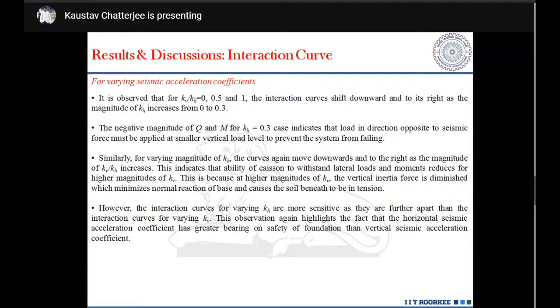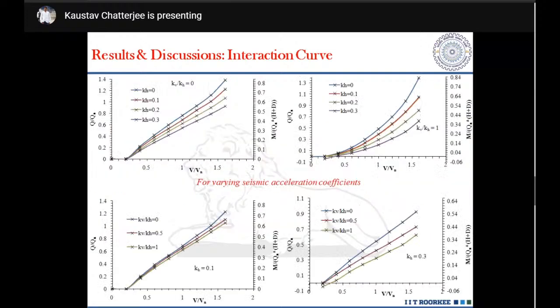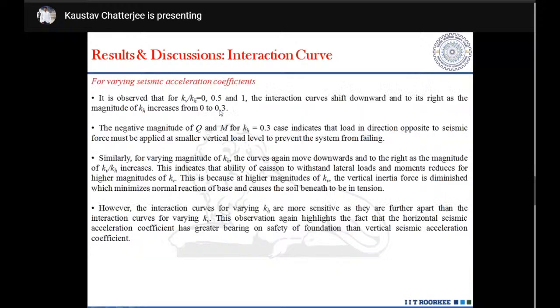The interaction curve shifts downwards and to the right as the magnitude of kh increases from 0 to 0.3. As we come over here, from 0 to 0.3, the curve will shift downwards. The negative magnitude of Q1M for kh equals 0.3 indicates that a load in the direction opposite to the seismic force must be applied at a smaller vertical load itself to prevent the system from failing. That is, we have to apply a load in the opposite direction to the seismic force even at a smaller vertical load. Okay, that is its natural loads.